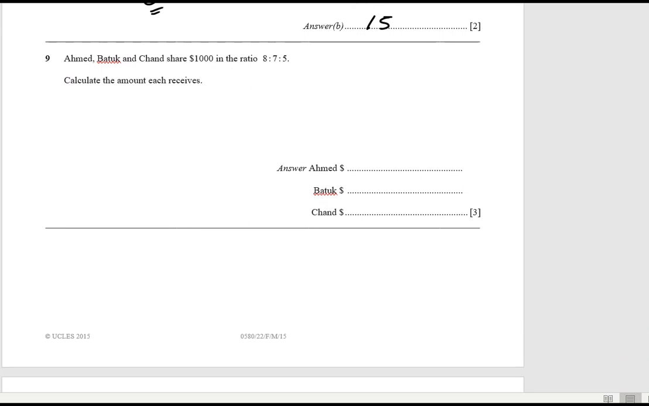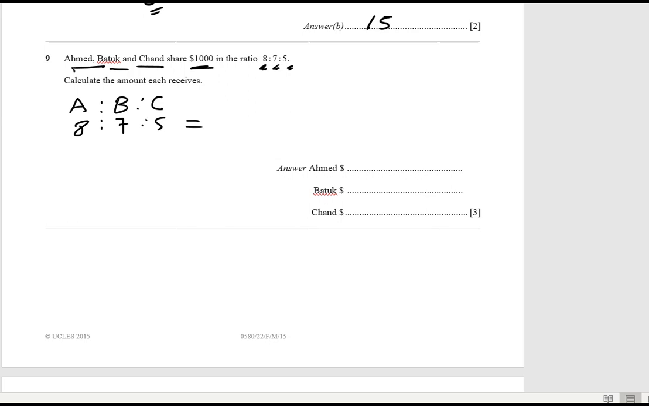This question: Ahmed, Batuk, and Shanda share $1,000 in the ratio of 8, 7, and 5. Calculate the amount each receives. So we have 3 children sharing 1,000, but not equally. The ratio is 8 to 7 to 5 for each one. So if I write A to B to C, it's 8 to 7 to 5.